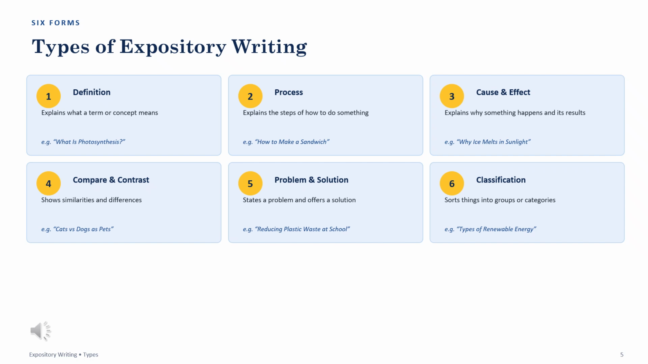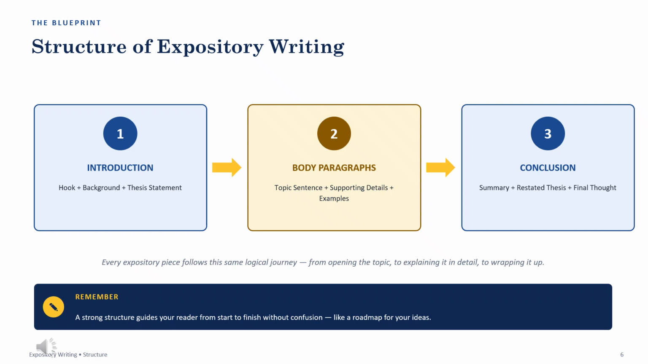pets. Number 5 is problem and solution, where you state a problem and offer a practical solution, like reducing plastic waste at school. And number 6 is classification, sorting things into groups or categories like types of renewable energy. Depending on your exam prompt, you will choose the form that fits best. Now let's look at the blueprint of a successful expository essay. Every piece follows the same logical journey, split into 3 parts.